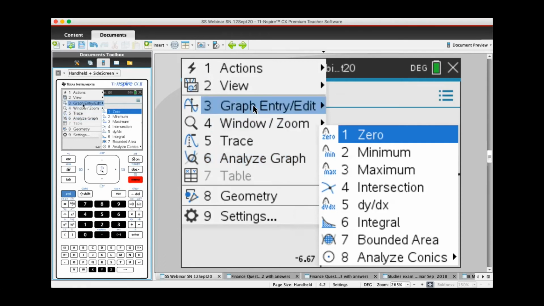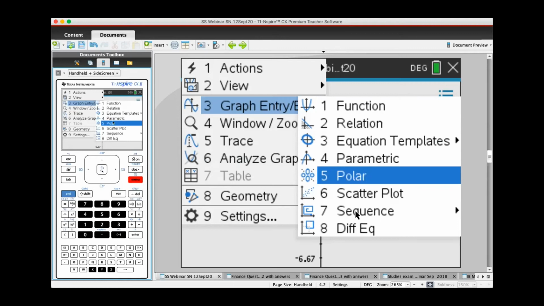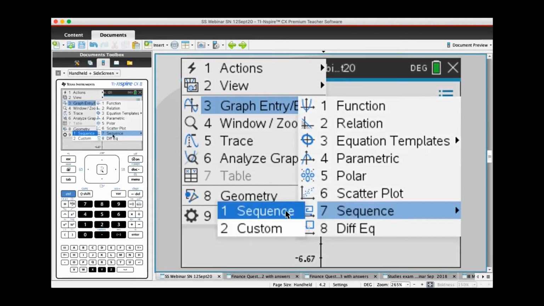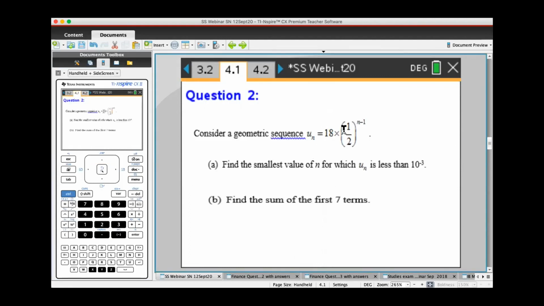So in this case, I go to the graph. Since it is a sequence, and sequences are functions that have discrete numbers in their domain, that is why I am going to do the sequence. I'm going to go to the sequence, and I can go tab up. Okay, and I'm going to define this now. I'm going to use this 18 times half raised to n minus 1.